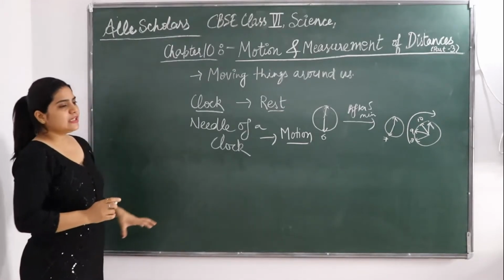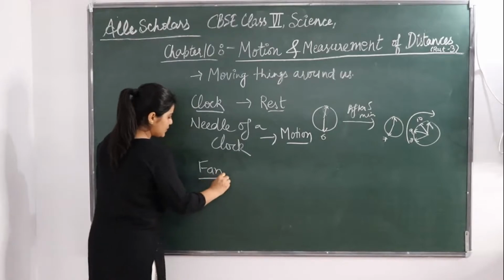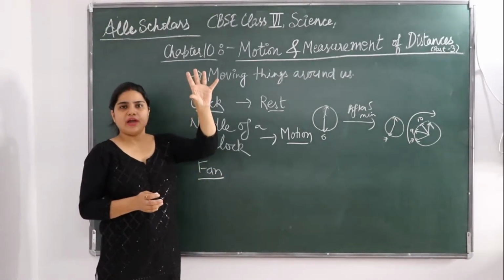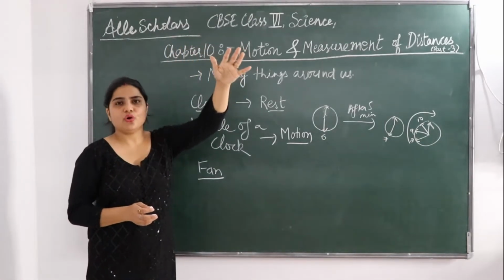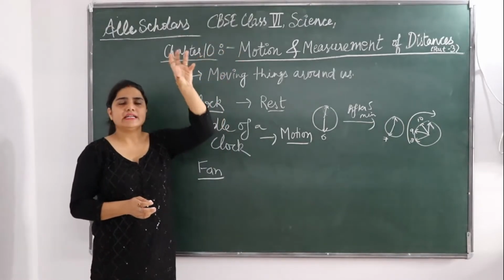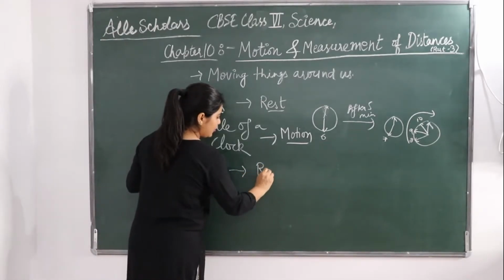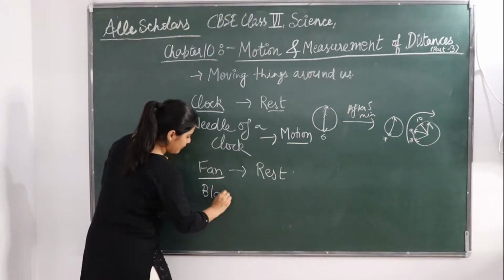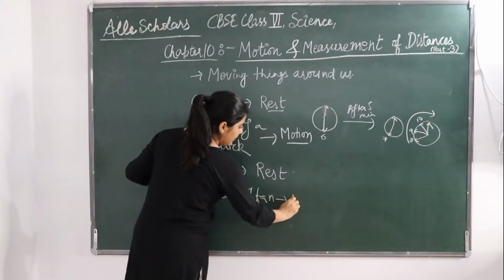Similarly, if you talk about a fan, what can you say? Is a fan in motion or at rest? If we see the fan, the position of the fan is fixed. It was hanging from the ceiling before also, and still it is hanging from the ceiling. So it is at rest. But if we talk about the blades of a fan, they are in motion.